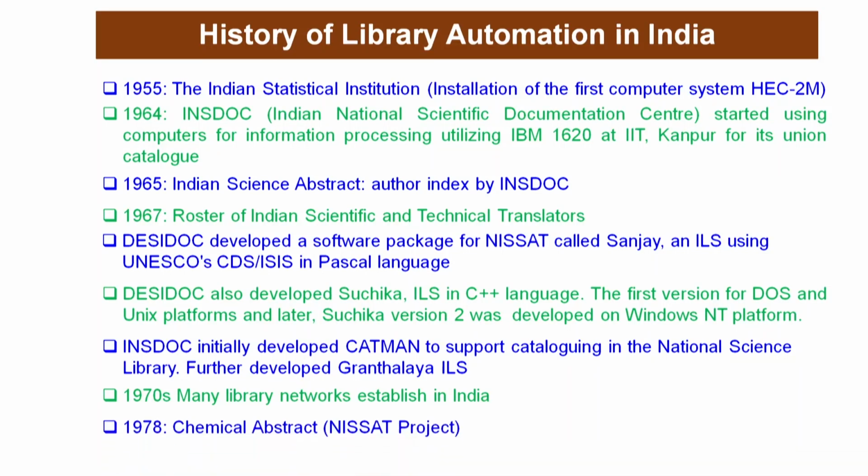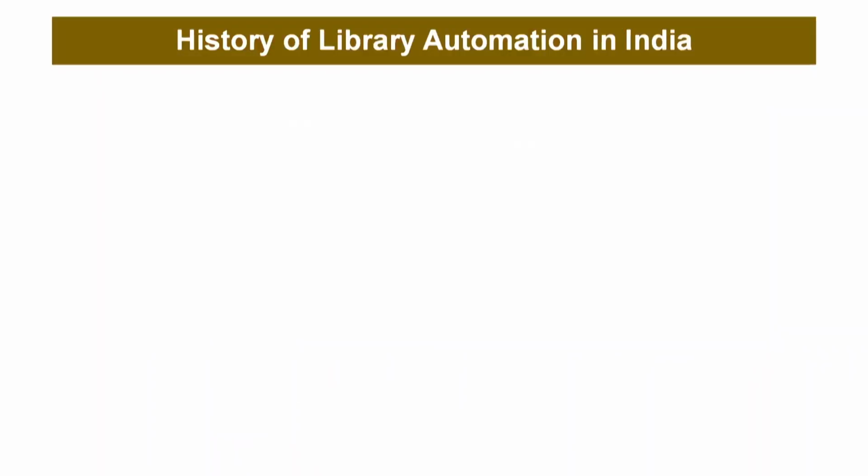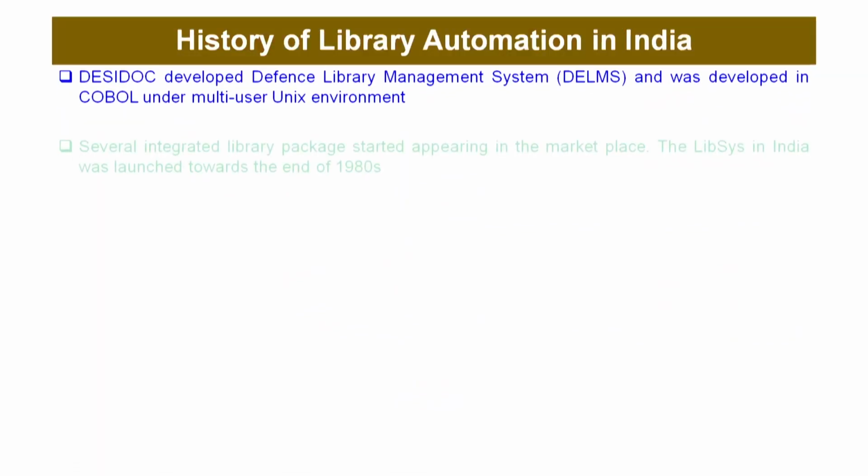During the 1970s, many libraries started using such software or integrated library systems to automate the libraries. At the same time, library networking systems were also developed, so people started sharing resources as well as sharing expertise. Chemical Abstracts was developed in 1978, as were INSPEC databases, and DESIDOC's defense library management system.